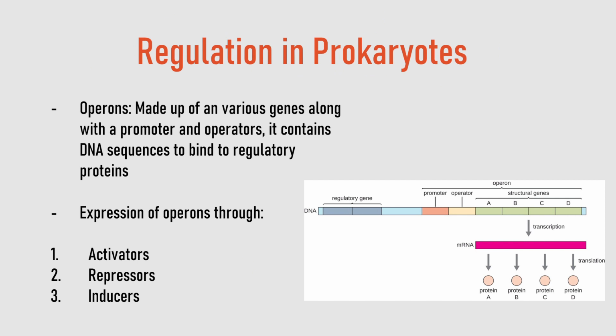Each operon needs only one regulatory region, including a promoter, where RNA polymerase binds, and an operator, where other regulatory proteins bind. In prokaryotic cells, there are three types of regulatory molecules that can affect the expression of operons. Activators are proteins that increase the transcription of a gene. Repressors are proteins that suppress transcription of a gene. Finally, inducers are molecules that bind to the repressor and inactivate it.